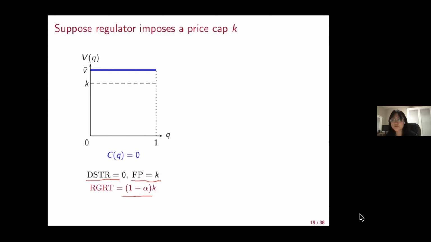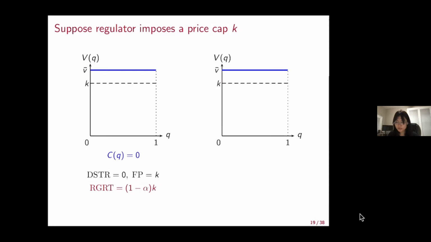So he would tell the firm just to price at 0 for its products. Now, the lower the price cap is, the lower the regret is, the better the regulator feels. Now let's look at the other side.